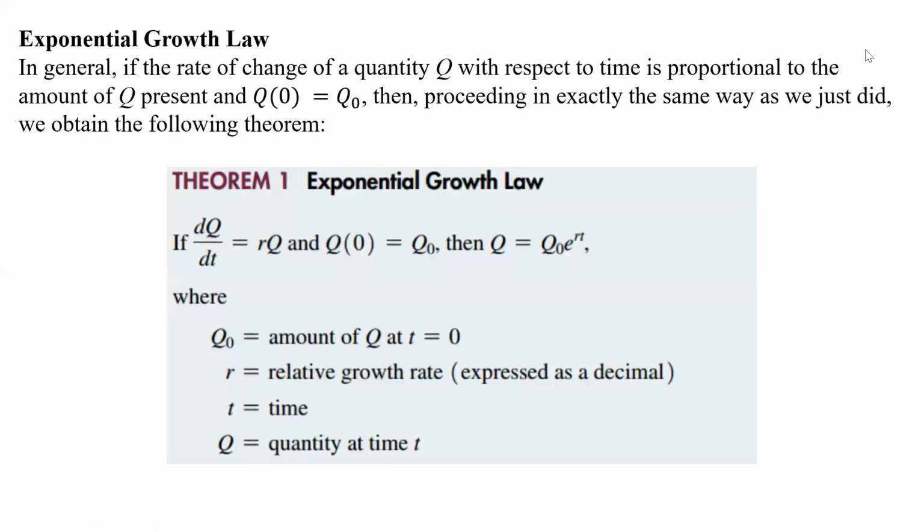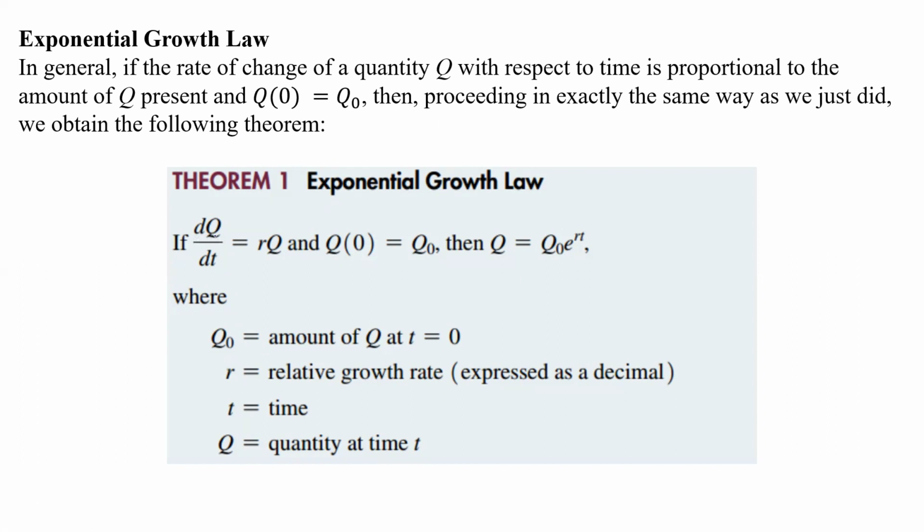All right, so here we are with the exponential growth law. In general, if the rate of change of a quantity q with respect to time is proportional to the amount of q present, and q at time zero is equal to q naught, then proceeding in exactly the same way as we did with the previous example, we get Theorem 1, which is called the exponential growth law.